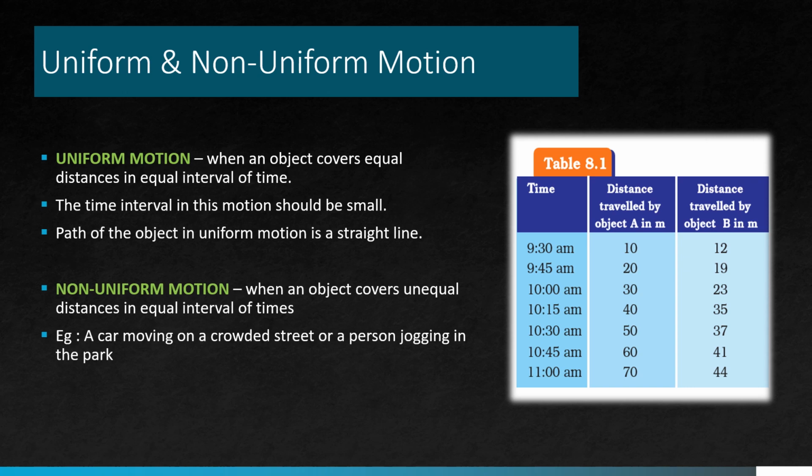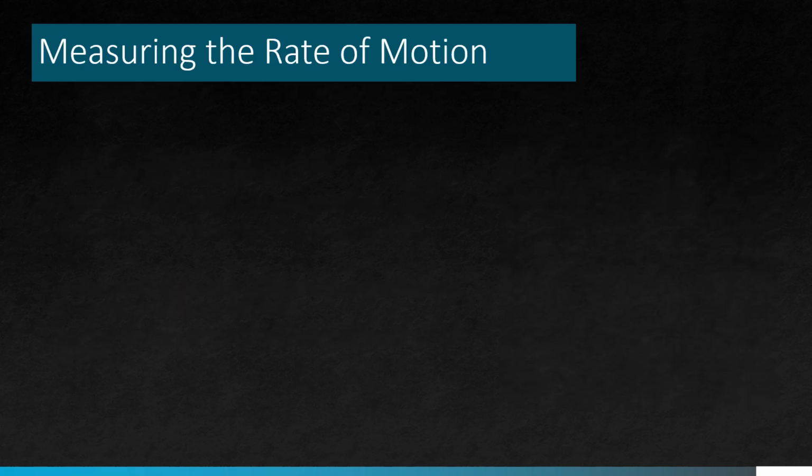Like a car moving on a crowded street, you know that you'll put on the brake, then you'll increase the speed, so the motion there would be quite non-uniform. Okay. So now we have learned what motion is. We are aware of the terminologies related to motion. So we can easily determine if a body is in motion or not. Now moving further, we will study how to measure this motion.